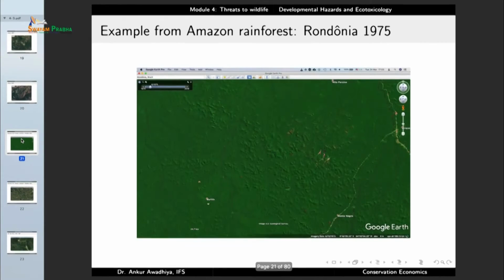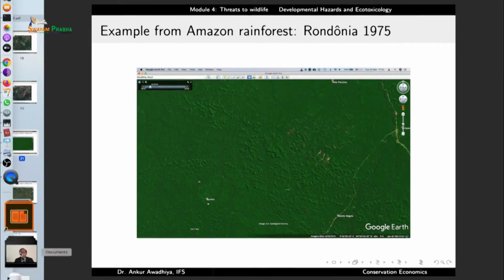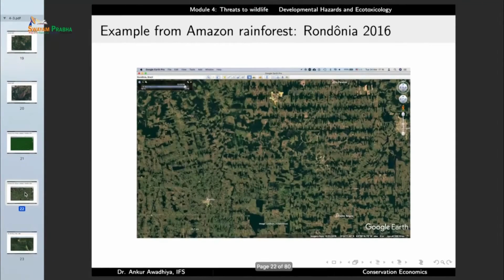This is a portion of the Amazon rainforest in Brazil, Rondonia, in 1975, and this is the same place in 2016. The forests are all but gone. Now, why are we seeing this rampant deforestation? This is because we are focusing only on economic growth at the cost of the well-being of people.